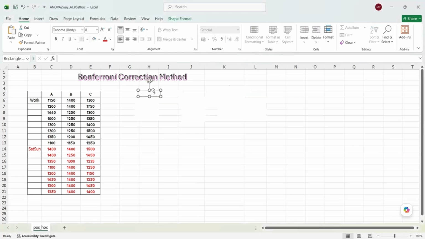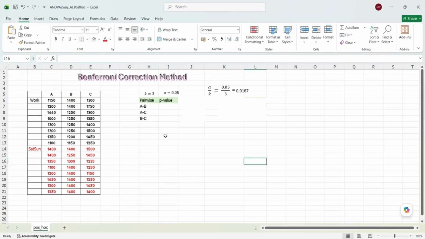First, we compare three branches, that means three populations. Our K equals 3. The significance level alpha is 0.05. Therefore, the Bonferroni correction significance is alpha divided by K, equal to 0.05 divided by 3, equal to 0.0167. Next, we will pair branches A, B, C one by one and test them using a two-tailed t-test, equal variance. Therefore, we get three pairs: A and B, A and C, and B and C.